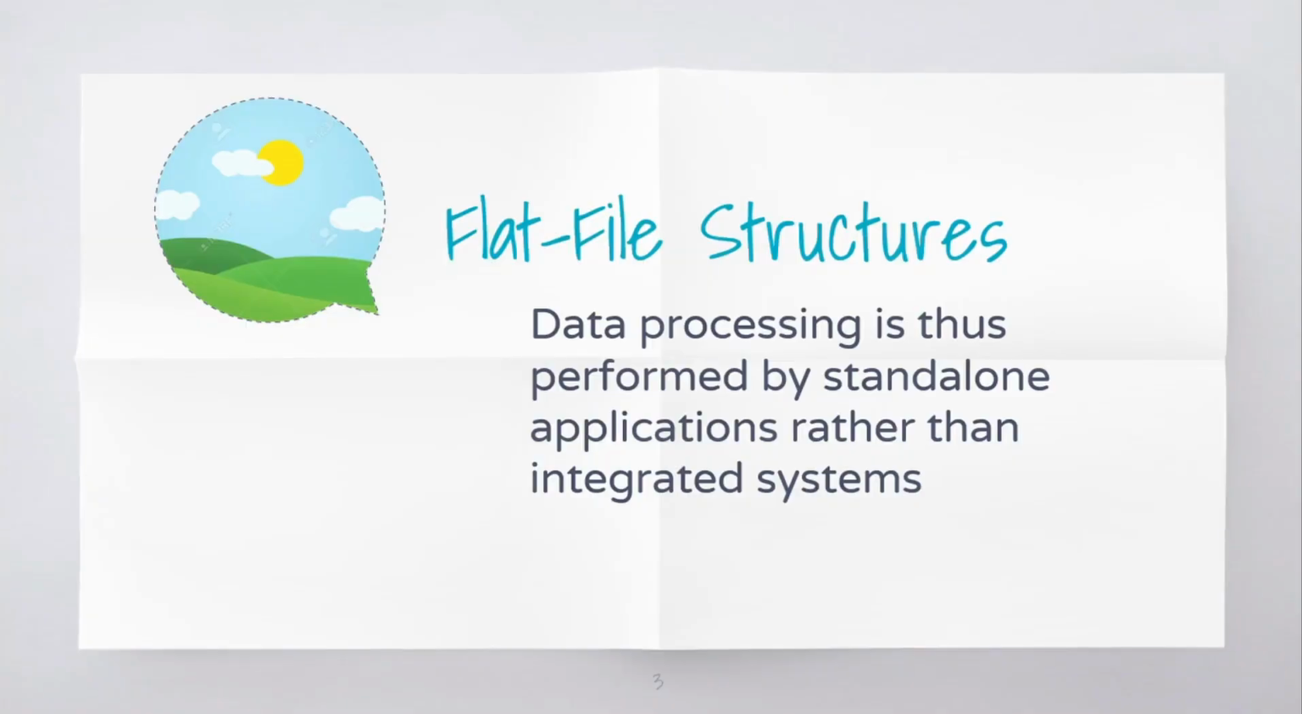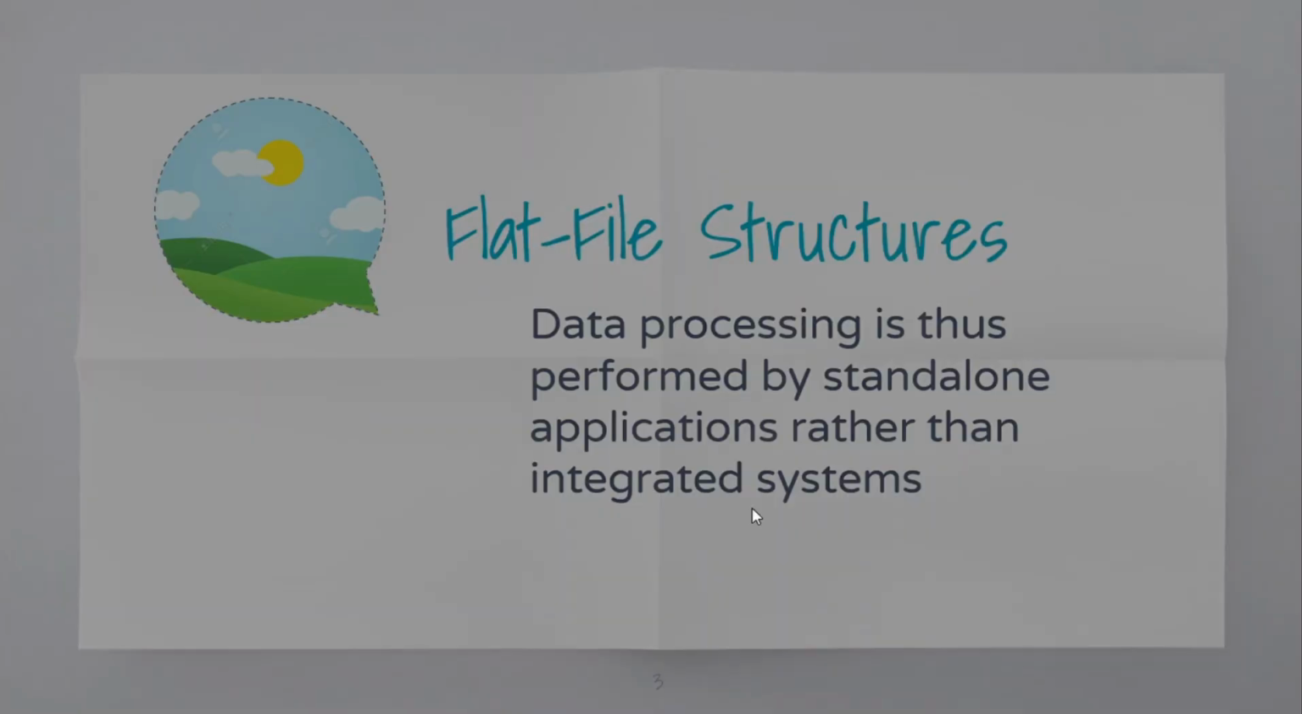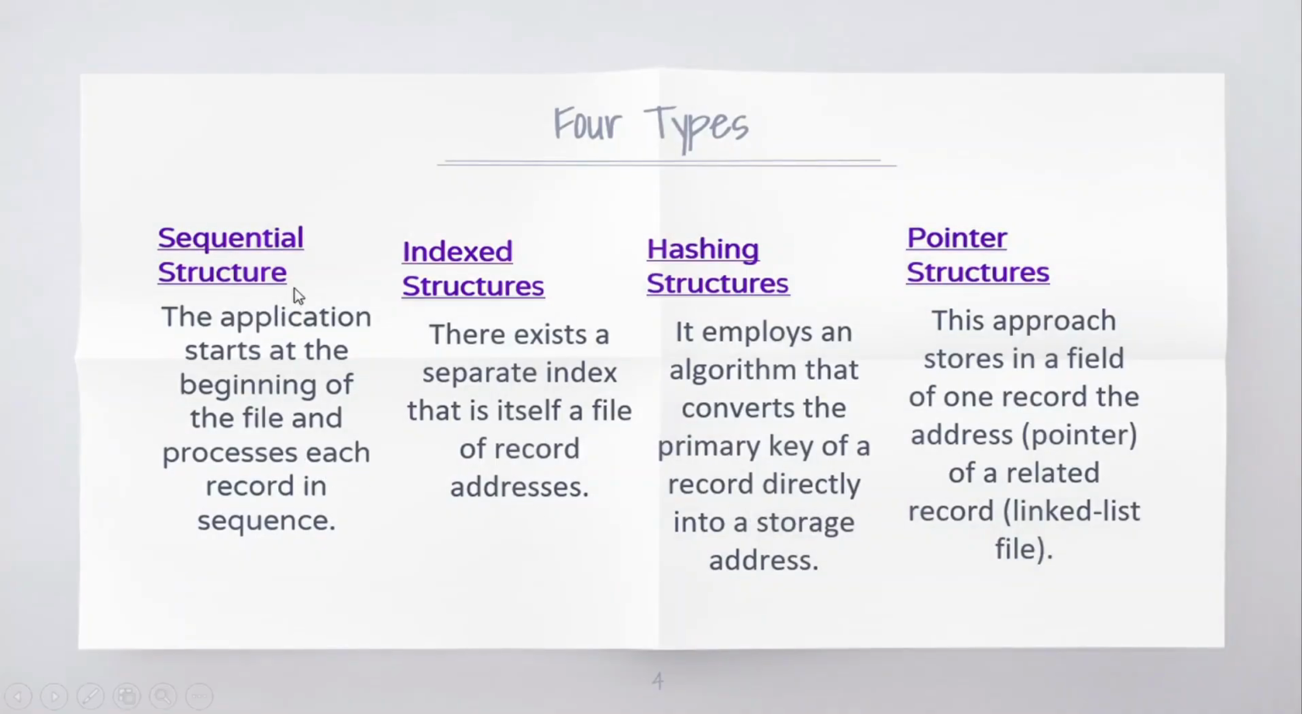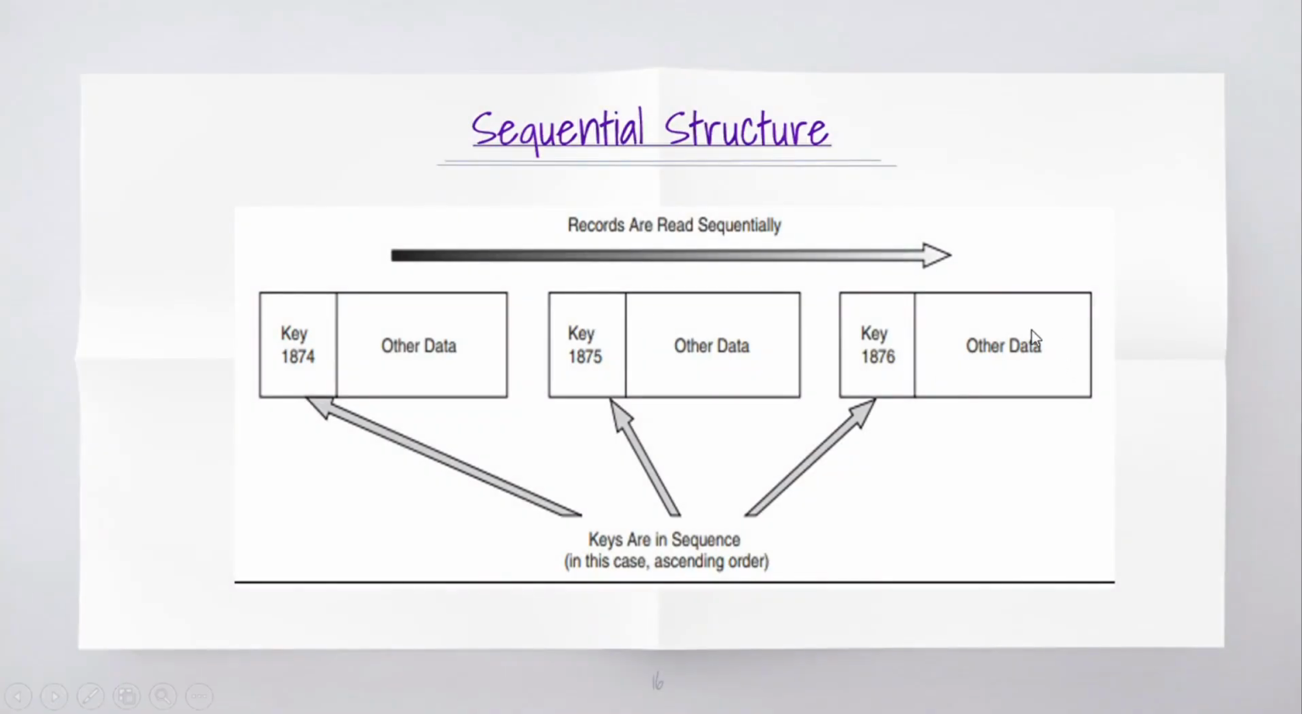So the first kind, we have the flat file structures. It is data processing performed by standalone applications rather than integrated systems. So there are 4 types. We have first a sequential structure. It is the application that starts at the beginning of the file and processes each record in sequence. An example of this is, in order for the data 1876 to be retrieved, the user must first read the data 1874 and 1875, which must be in sequence.